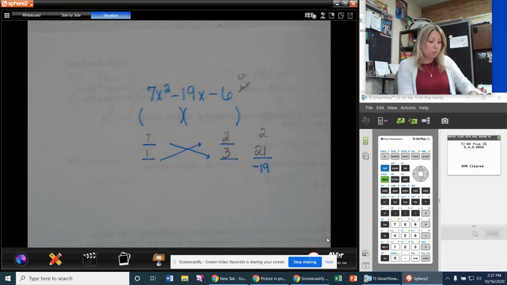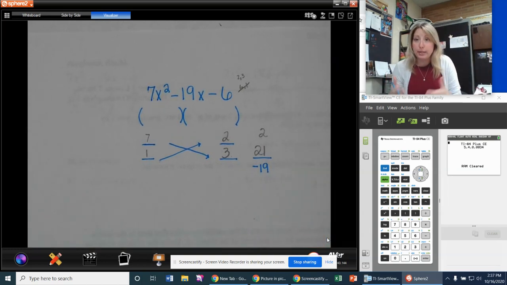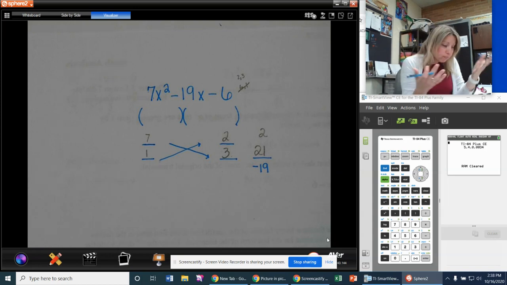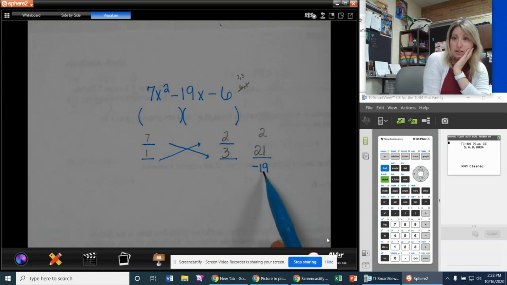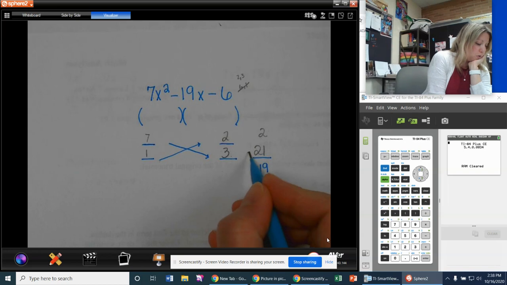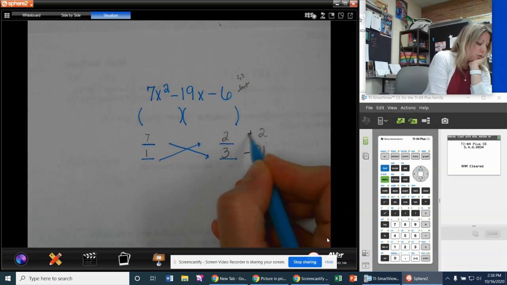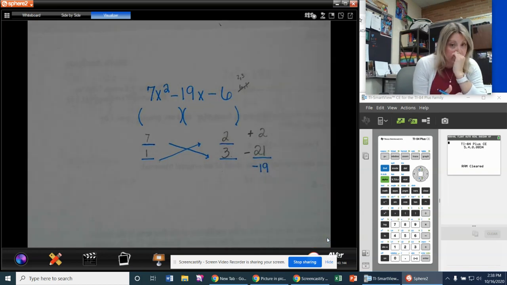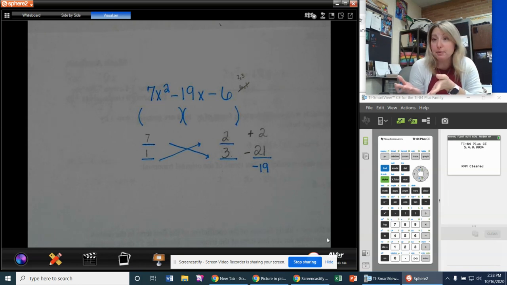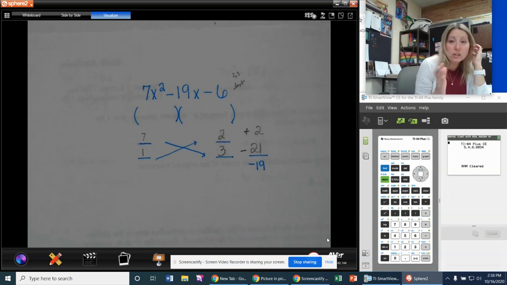How can we add or subtract 2 and 21 to get negative 19? Well, 19 has to be negative, right? So if 21 is negative and 2 is positive, then that would subtract to give me my negative 19, okay? Now, this tells me how I can fill my binomials, okay?